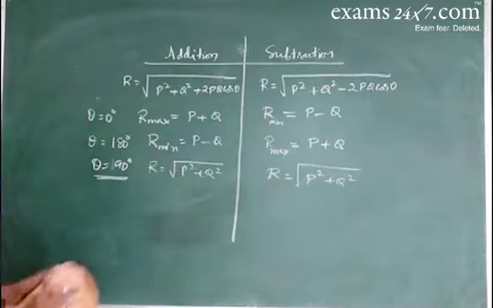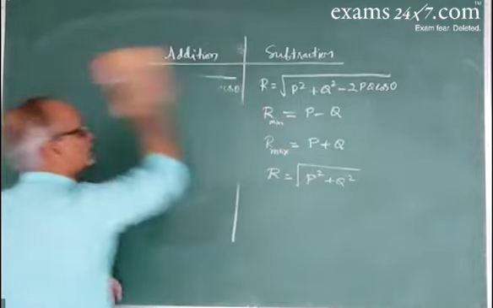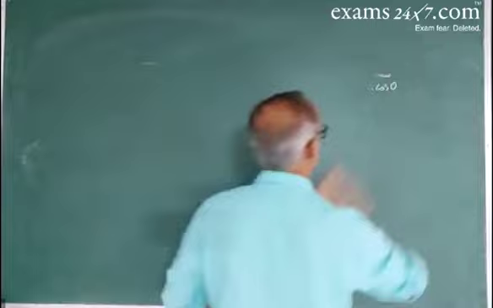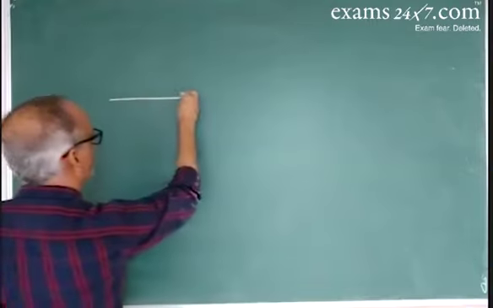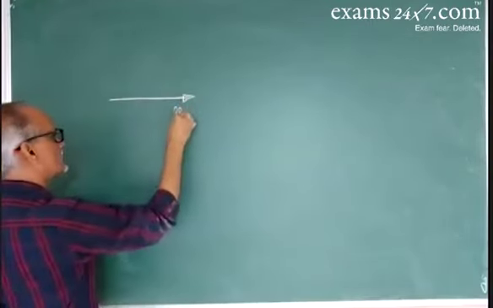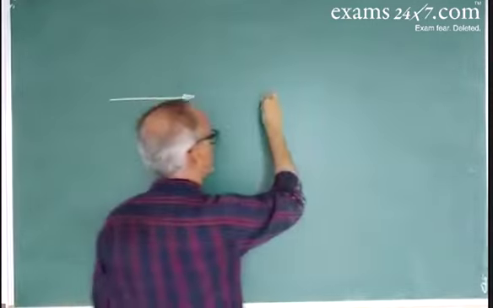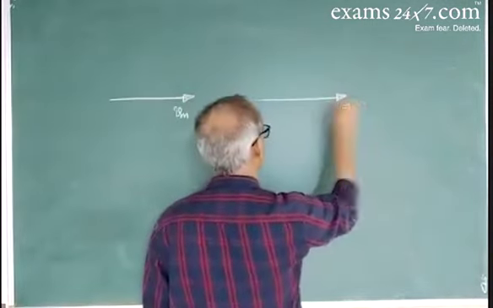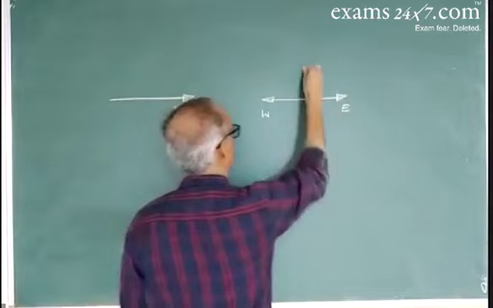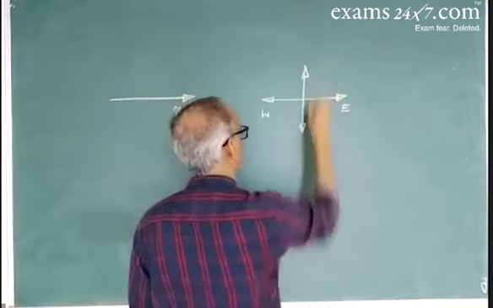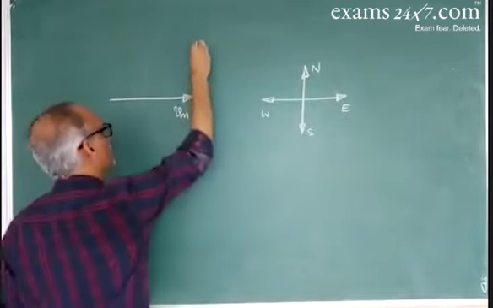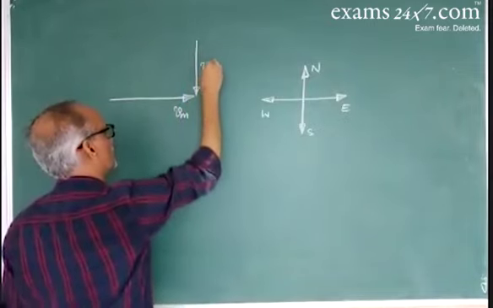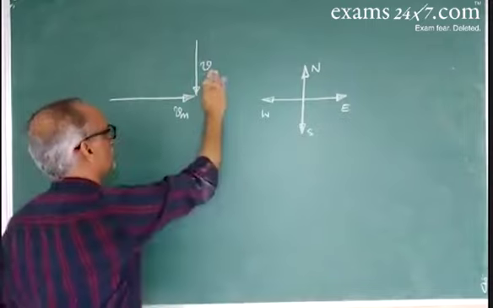Now, based on this subtraction of the two vectors, we have a few special cases to be discussed. Very important. A man is moving with a velocity Vm towards east. So this is south and this is the north. And the rain is falling vertically downward with the velocity, sorry, with the velocity Vr.